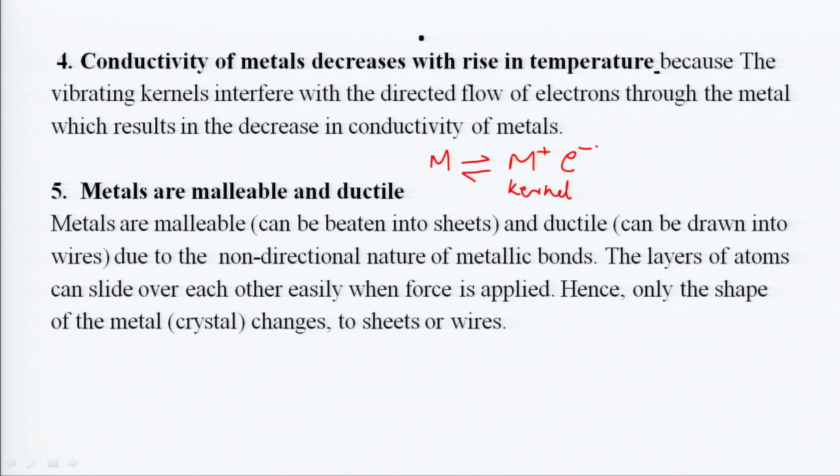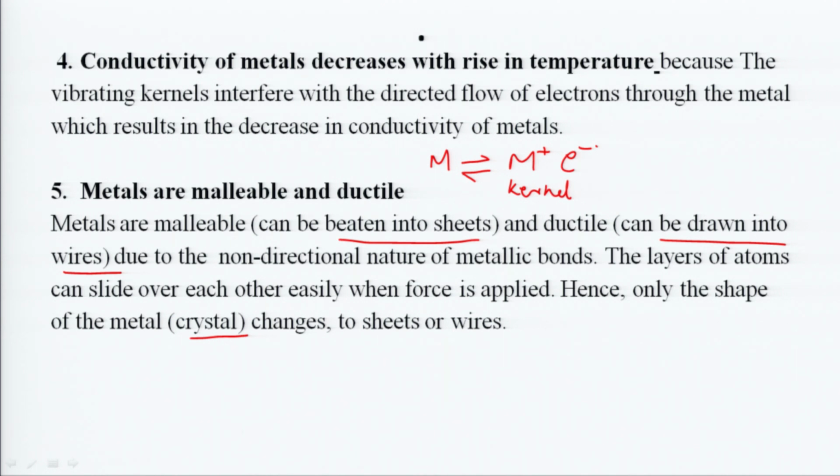Metals are malleable and ductile. What does the word malleable mean? Beaten into sheets. And what does the word ductile mean? Drawn into wires. Okay. So due to the non-directional nature of metallic bonds, the layers of atoms can slide over each other easily when force is applied, and hence only the shape of the metal or the crystal changes into sheet or wire. So this is how we explain malleability and ductility.